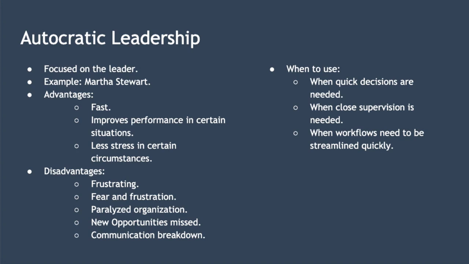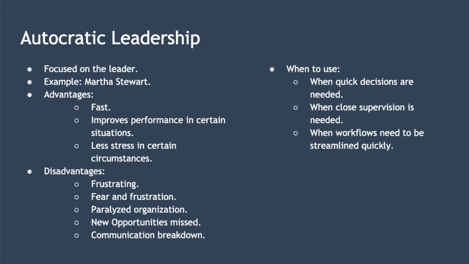Now, there are some advantages to autocratic leadership. Firstly, decision-making is fast. With no consultation required, the leader can make very quick decisions. It can improve performance in certain situations. So managers are motivated to perform because they have this feeling the leader is watching them all the time. And also it can be less stressful in certain circumstances. So for managers and other subordinates, it can result in less stress as the leader is shouldering all the responsibility for outcomes and all the decision-making responsibility.